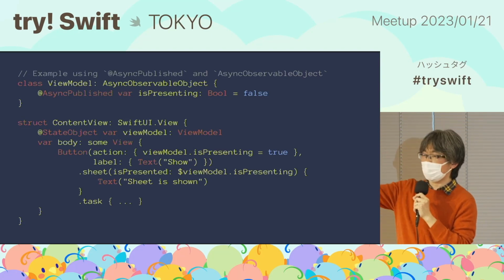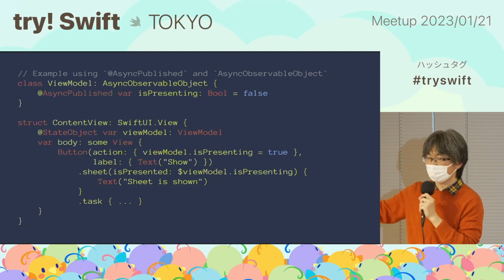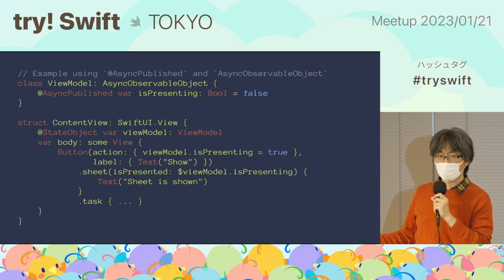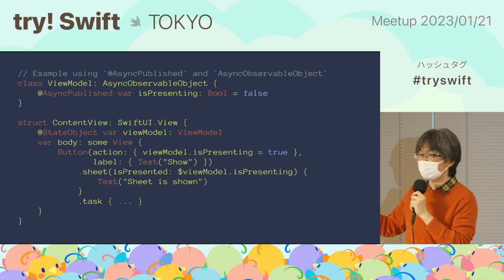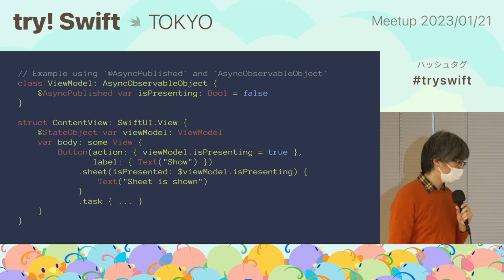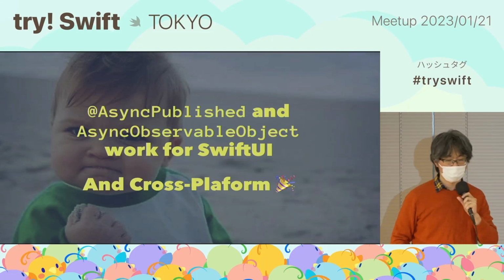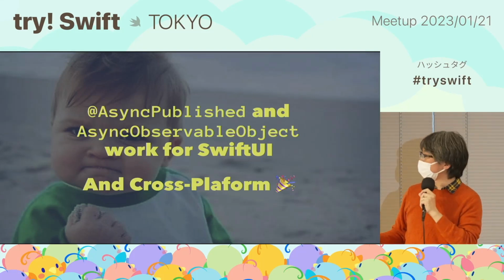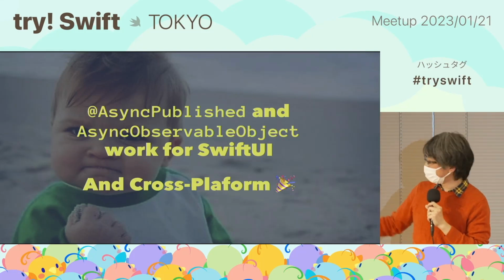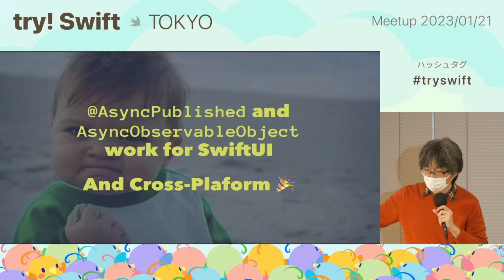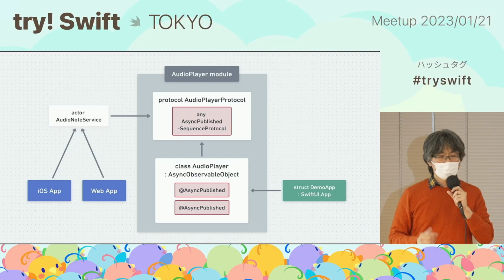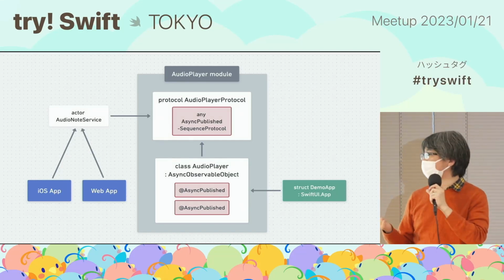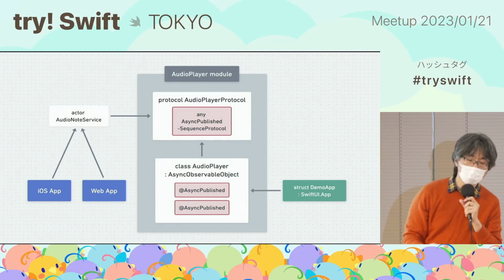We just added the name Async. Other than that, all the code just stays the same. And this is Swift concurrency friendly, no more Combine. It just works for SwiftUI view rendering. So at last, this is what I just said, and it works cross-platform as well. Ta-da. And this is an illustration of how @AsyncPublished is used in GoodNotes.